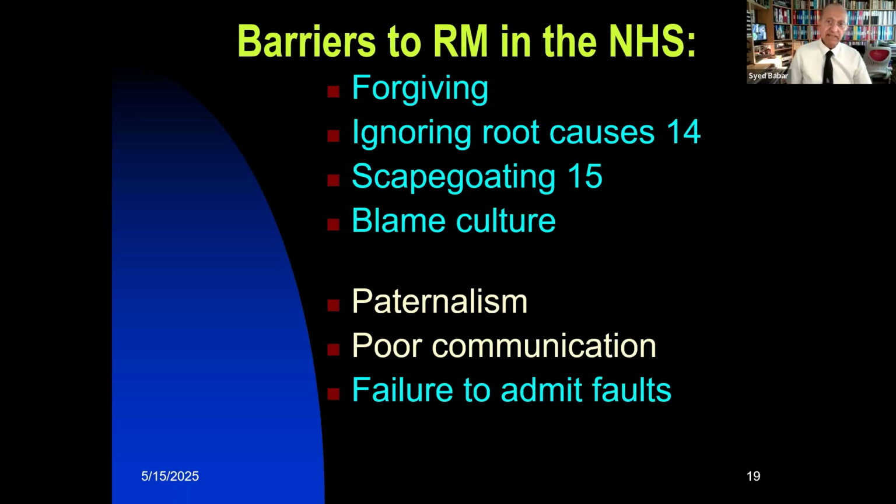The second barrier would be ignoring the root causes. And I have already mentioned in the handout number 14, surgery was short staffed due to several people on holidays together. They should not be on holidays together. Computers not working. This would paralyze the activity of the surgery, and that shouldn't be allowed to go on any length of time at all.